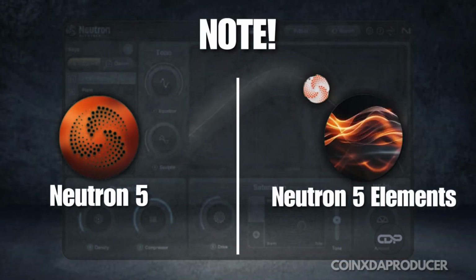Before we continue, it is very important to understand the difference between Neutron 5 and Neutron 5 Elements. If you're confused about the differences between them, I will break it down so that you can decide which one is perfect for your mixing needs and of course your budget. Both are powerful mixing tools from iZotope, but they are designed for different users. Let's talk about Neutron 5. Neutron 5 is the full professional version, while Neutron 5 Elements is a stripped down budget-friendly version for beginners.